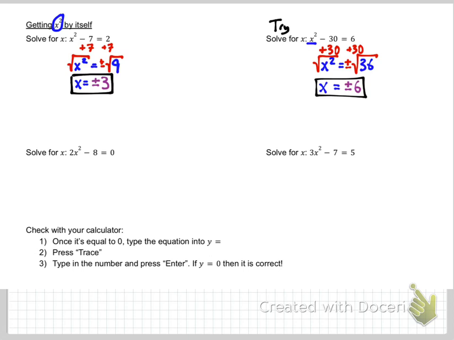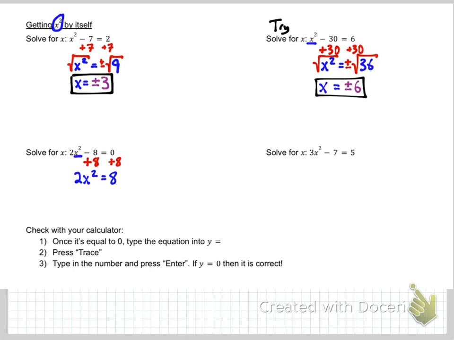On the next pair of problems, we have to do one more step. You can kind of treat this like a two-step problem, only I guess it's really a three-step problem. So see the x squared there? We're trying to get x squared by itself. So let's add 8 to both sides first.